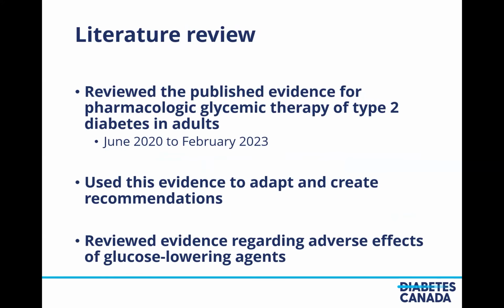The literature review for this guideline covered the published evidence for pharmacologic glycemic therapy of type 2 diabetes in adults that was published between June 2020, which was the end of the last update's literature review, and February 2023. We used the evidence that was accumulated from the systematic review to adapt previous recommendations and create new ones where appropriate. In addition, we also added a review of the evidence regarding adverse effects of glucose-lowering agents, which has been added to the guideline.